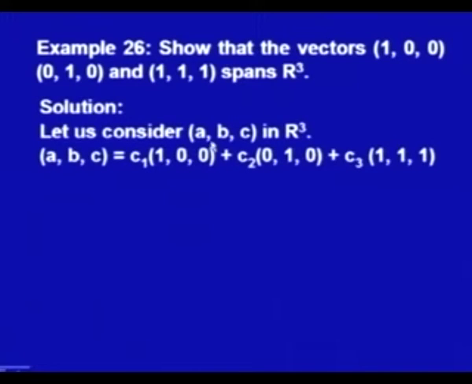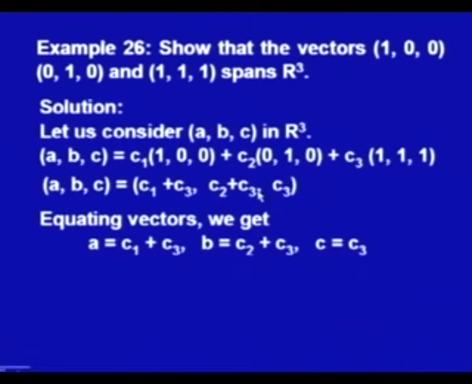So, let us consider any arbitrary vector (a, b, c) in R3. It can be expressed as a linear combination of these 3 vectors: c1 (1, 0, 0) plus c2 (0, 1, 0) plus c3 (1, 1, 1). Let us simplify it. This comes out to be c1 plus c3 as the first component, c2 plus c3 as the second component, and third component is simply c3.